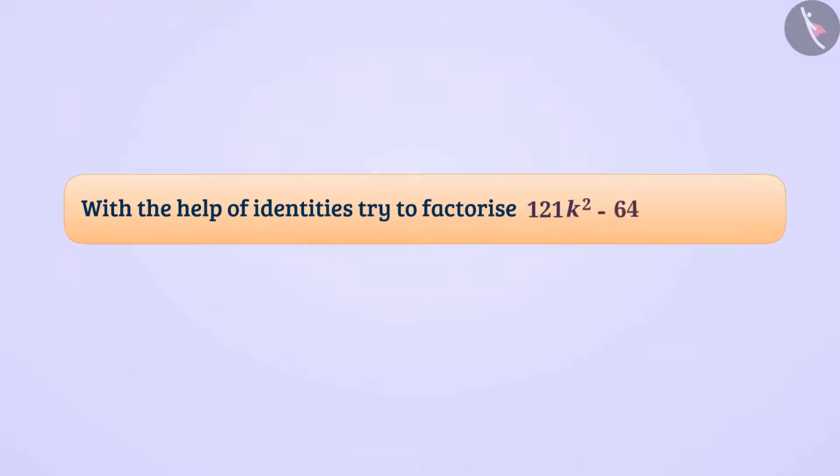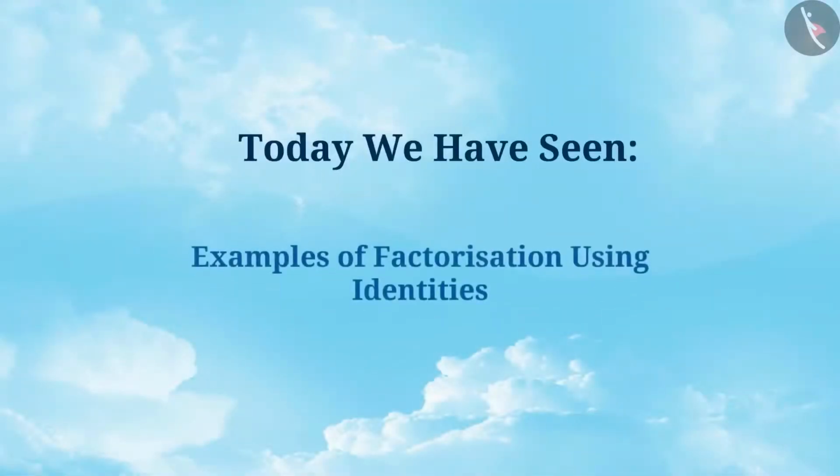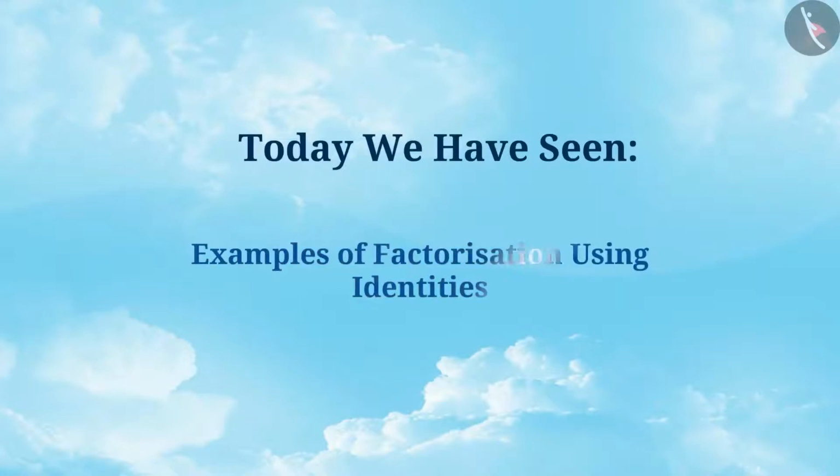Now, with the help of identities, try to factorize 121k square minus 64 by yourself. Today we have seen examples of factorization using identities. In the next video, we will see some mistakes related to them.